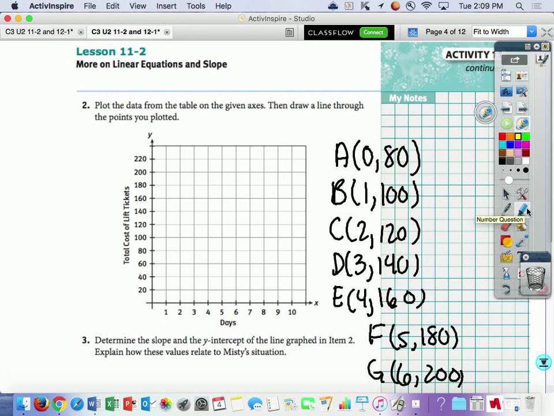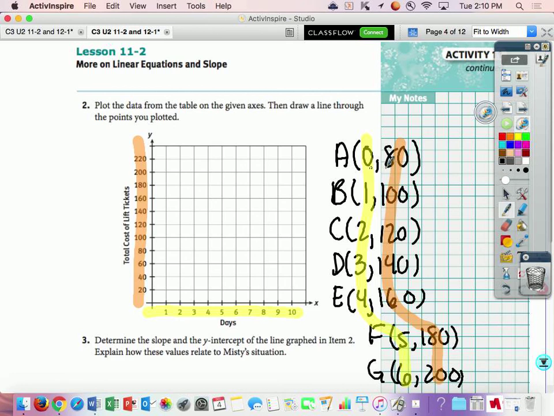All right, so I'm going to highlight my x's here. These are my x's. Okay, they are relevant to the x-axis. Okay, we'll pick a different color. These are my y's. They are relevant to the y-axis.